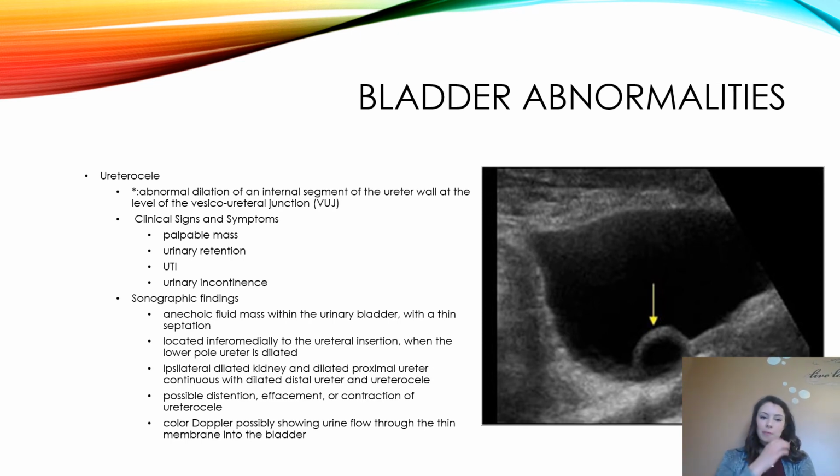Sonographic findings: an anechoic fluid mass within the urinary bladder with a thin septation. This is located inferomedially to the ureteral insertion when the lower pole ureter is dilated. Ipsilateral dilatation or dilated kidney and dilated proximal ureter, continuous with dilated distal ureter and ureterocele. Possible distension; color Doppler will possibly show urine flow through the thin membrane into the bladder.